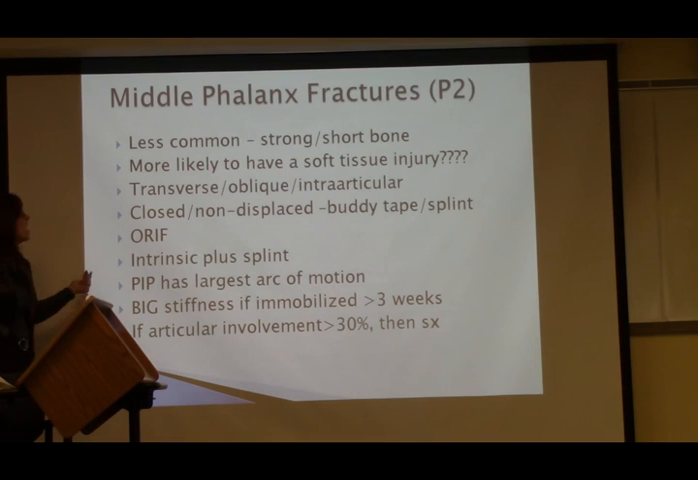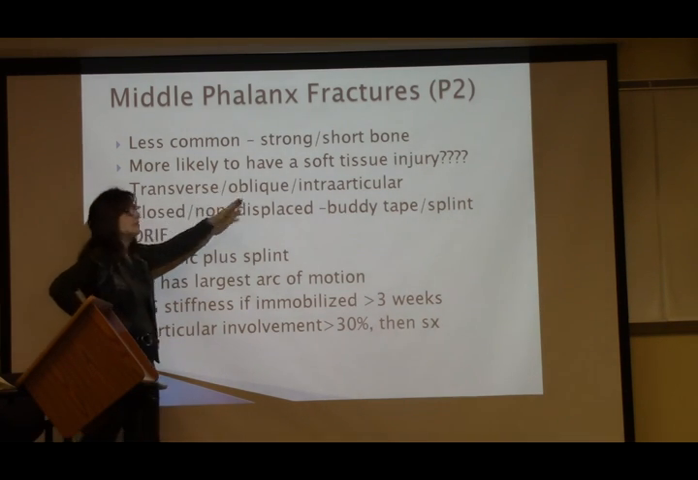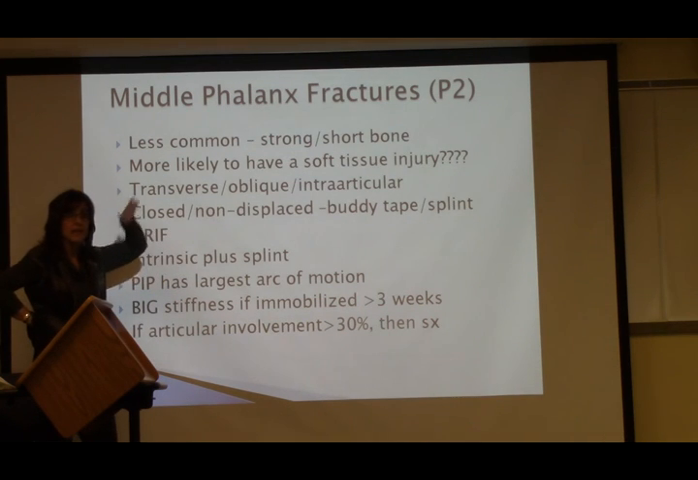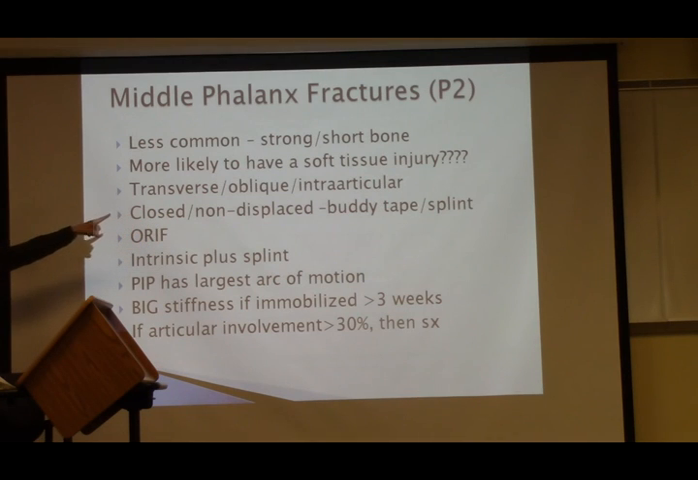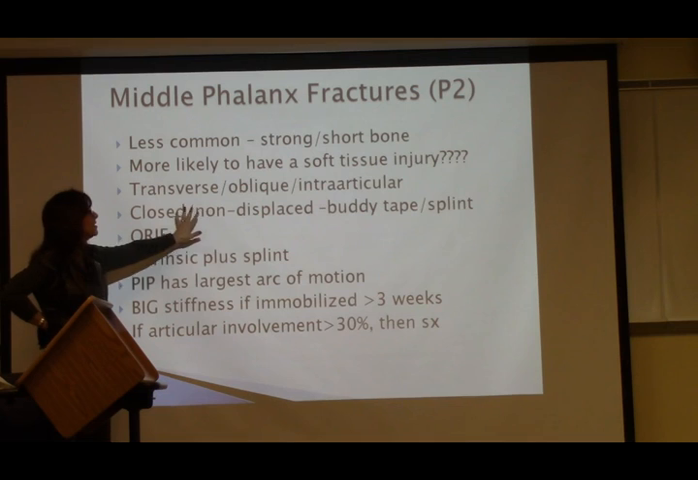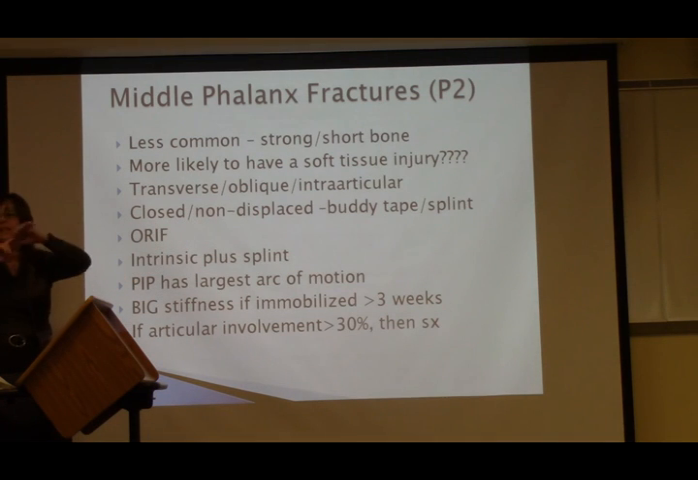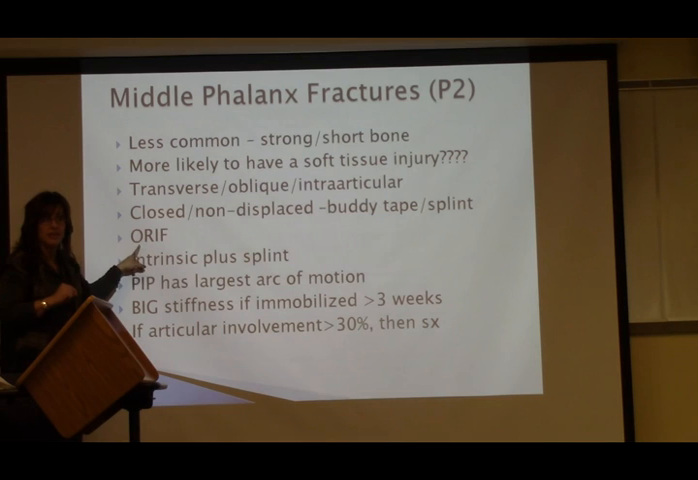Okay? You could either have a fracture that's transverse, oblique, on an angle, or intra-articular, and what does that mean? Involves the joint space, okay? Could be closed, non-displaced, they might just buddy tape it to the finger next to it, get back in the game and play, right? Or they might have to have open reduction, internal fixation with plates.